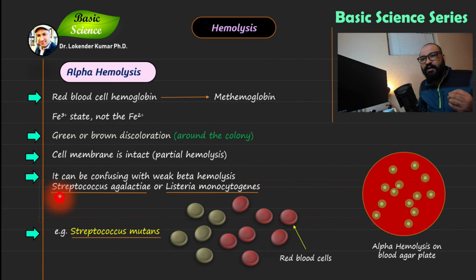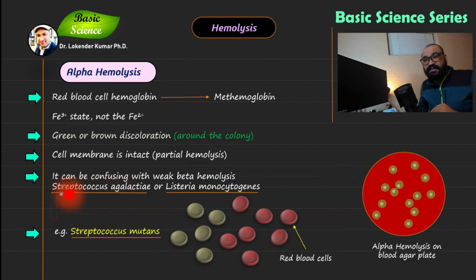The examples are Streptococcus agalactiae. The second one is Listeria monocytogenes. These particular organisms will give weak beta hemolysis, and Streptococcus mutans will give alpha hemolysis. So you can use Streptococcus mutans as a positive control in your experiment if you're trying to detect alpha hemolysis. If you have a number of samples and you want a positive control, Streptococcus mutans is the bacteria that you can use, and you can compare your result.